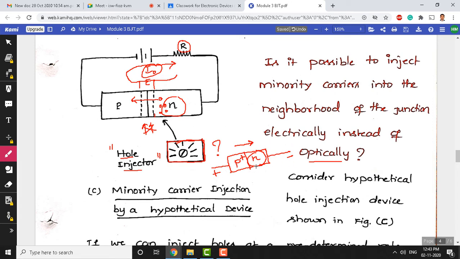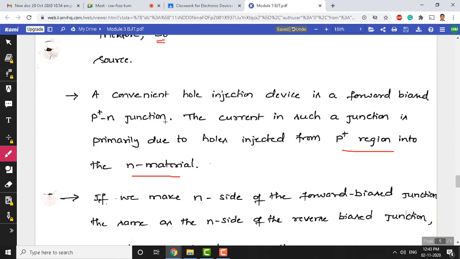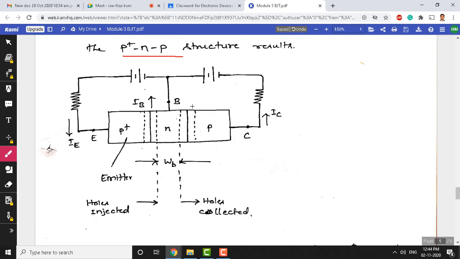That means you are just merging this hypothetical device with that of the reverse bias junction, and the resulting structure would be something like this. You can see now here p plus n, this is a forward bias junction, this will act like a hole injector, and this is the np structure which is nothing but the reverse bias junction. This will collect the holes injected by the emitter here. Okay. So the structure that results by combining the hole injector and the reverse bias p-n junction is nothing but the p plus np transistor here.